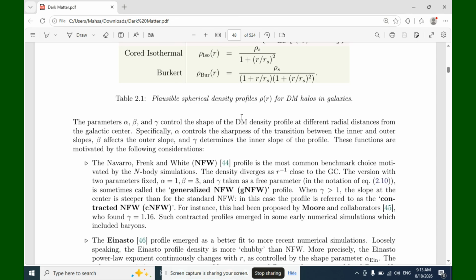When gamma is greater than 1, the slope at the center is steeper than for the standard NFW. In this case, the profile is referred to as the contracted NFW, or CNFW. For instance, this has been proposed by Moore and collaborators, who found gamma equal to 1.16. Such contracted profiles emerged in some early numerical simulations which included baryons.